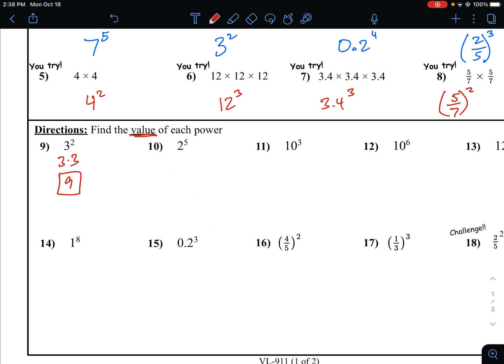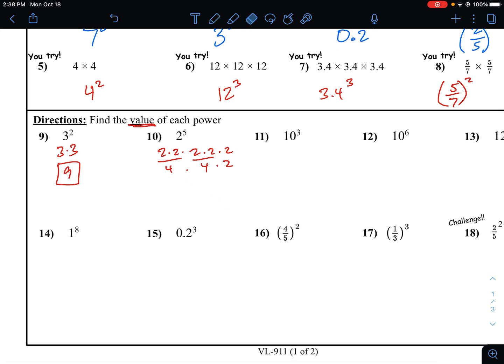Or some people, they like to do it this way. This is 4. And this is also 4, right? And we still have a 2 left over. 4 times 4 is 16. And then 16 times 2 is 32. Or you might even say, well, 4 times 2 is 8. And 8 times 4 is 32. So a couple different ways you could find the answer. But 32 is your answer.